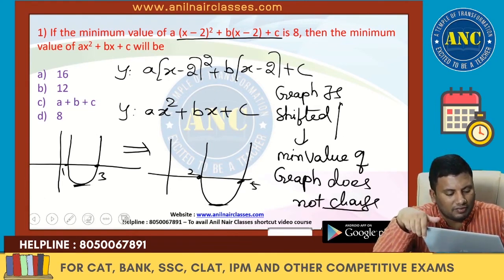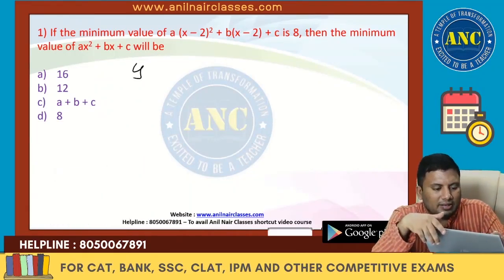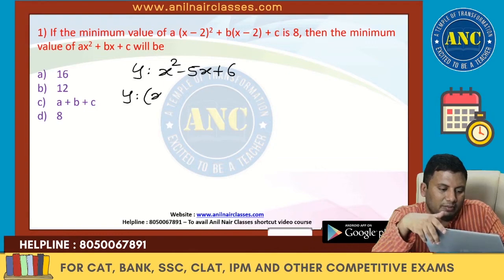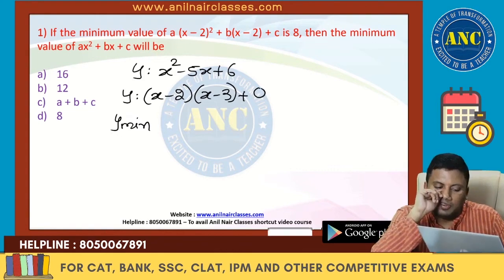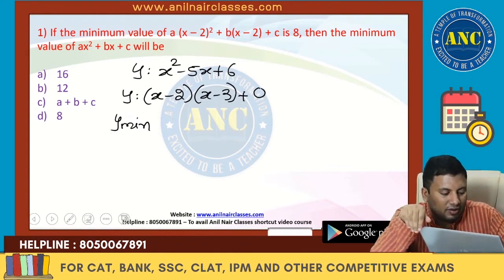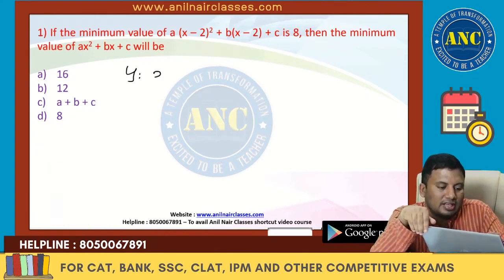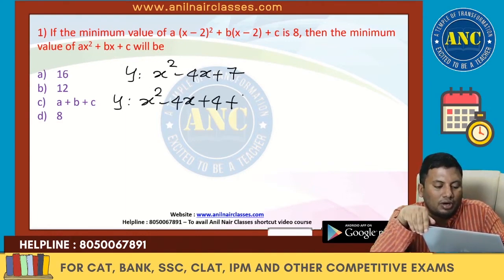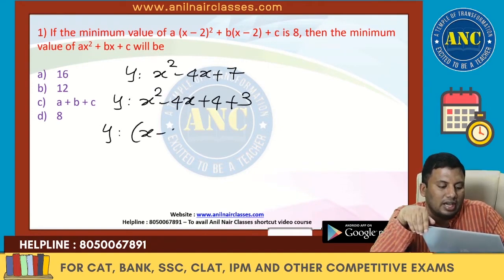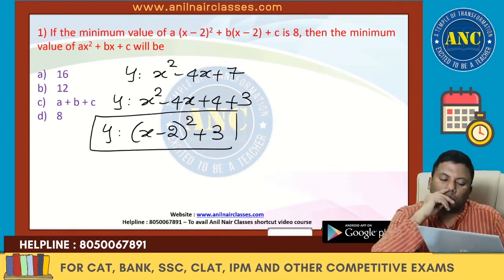So we will take a simple example, x square minus 5x plus 6. It is nothing but x minus 2 into x minus 3 with 0. Or we will take one more simple example. Y is x square minus 4x plus 7. This is nothing but x square minus 4x plus 4 plus 3. Y is x minus 2 whole square plus 3.